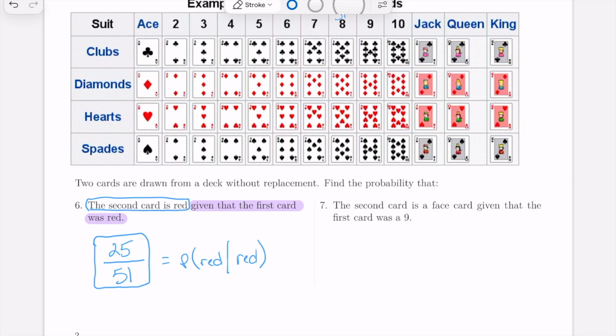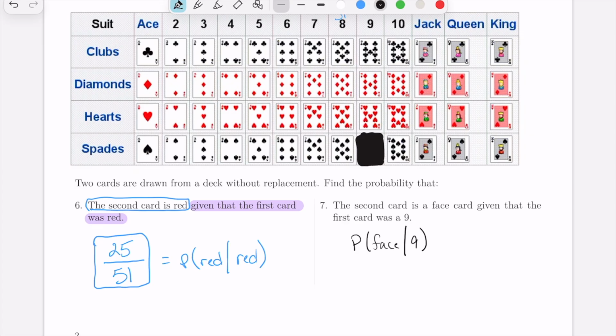What's the probability the second card is a face card given the first card was a 9? Okay, well, if the first card was a 9, I'm going to go ahead and just pick one of them and get rid of it. There. That 9 is gone. I already drew it. Okay, and so I could even say this: find the probability of a face card given a 9. So we already drew the 9. Now, this is really just saying, from what's left, what's the probability that the second card is a face card?